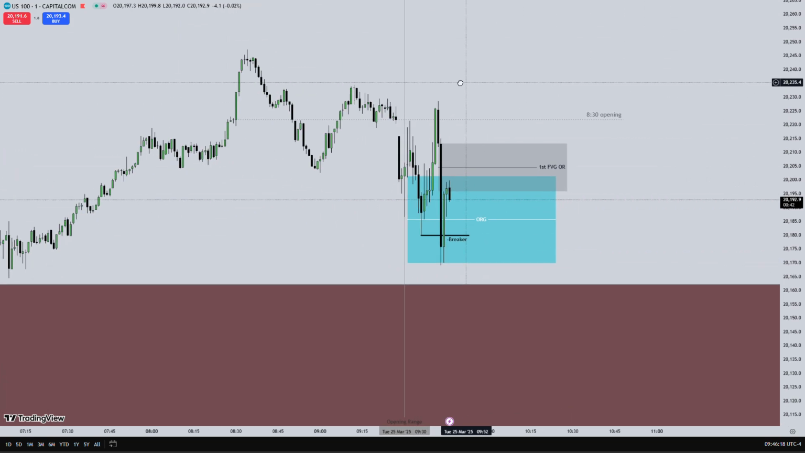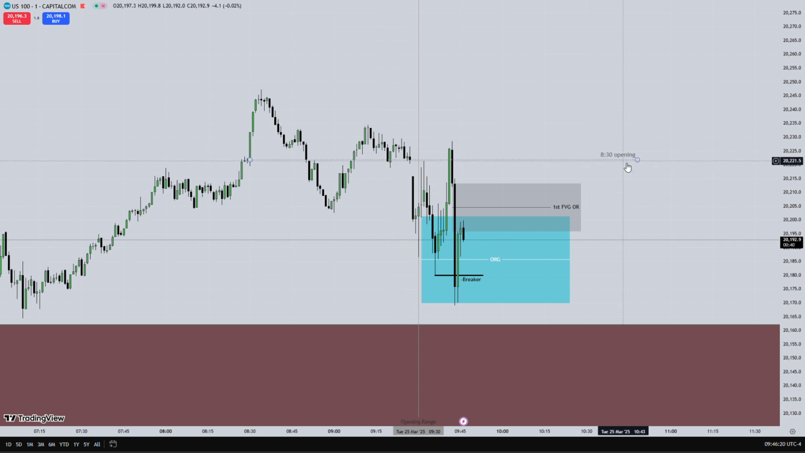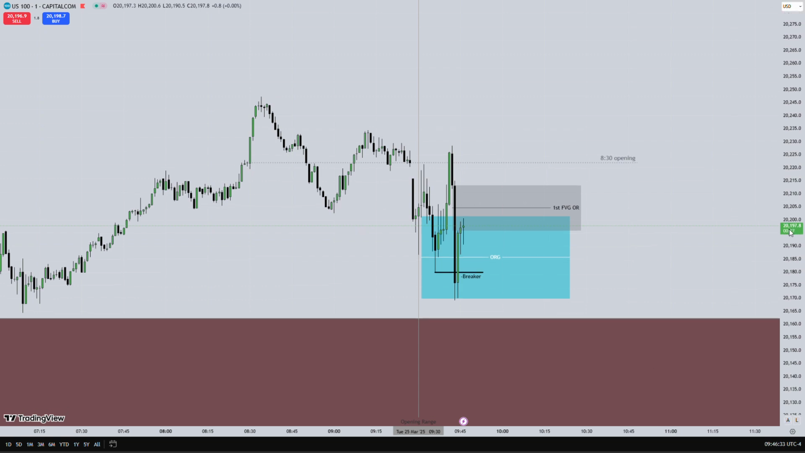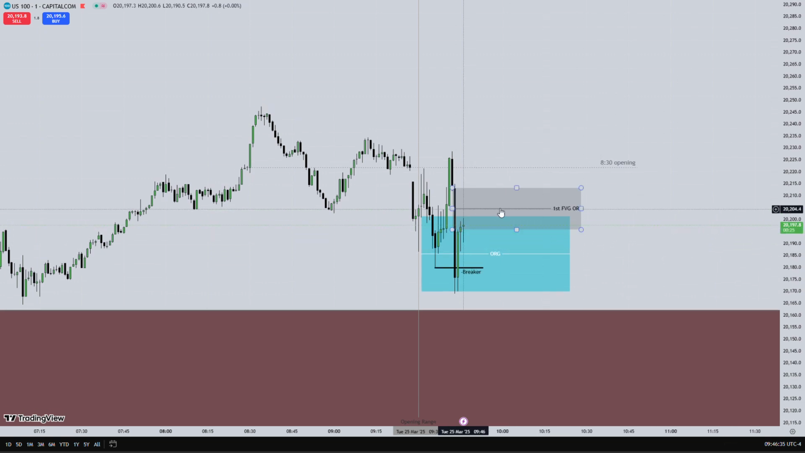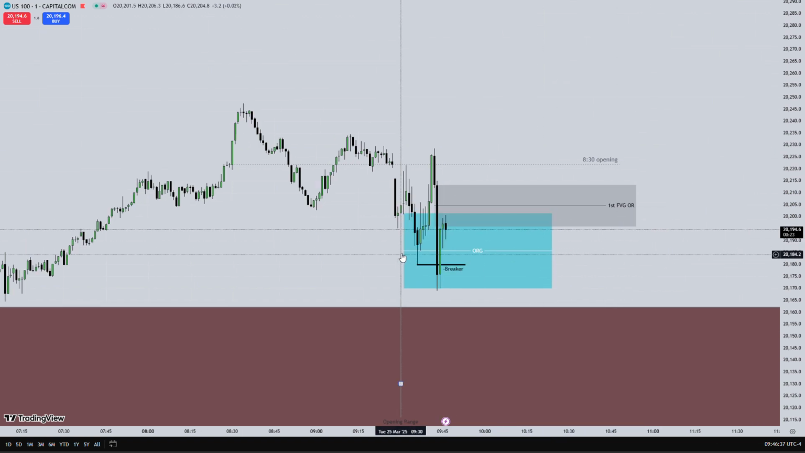Okay, so here we have the 8:30 opening. Price has traded above it, below it, above it again, below it, above it, and then this is enough for me to start to trade lower. So I'm not going to use this one as my short entry, because I want to see how price reacts around this first presented fair value gap.